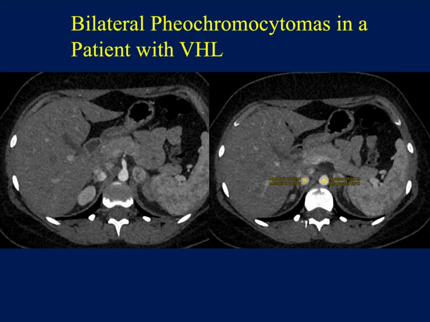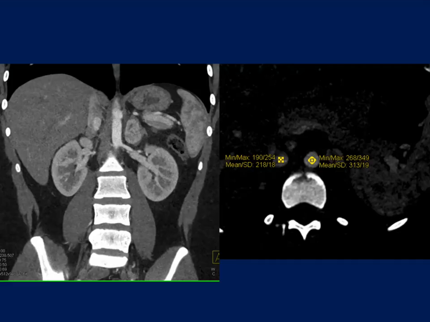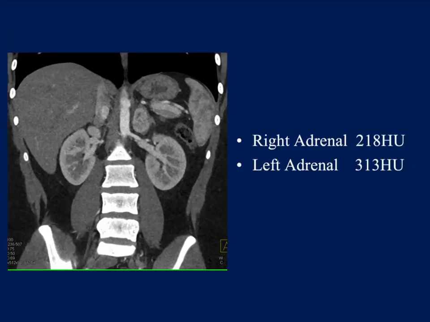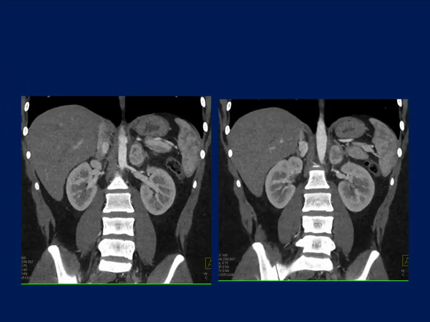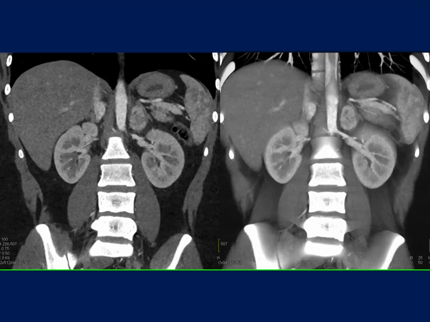We mentioned THEOs, 10% are bilateral. Here's a case of bilateral involvement in a patient with von Hippel-Lindau. You can see the enhancement up to 218 on the right and up to 313 on the left. They're not large, but they're bilateral, and this was von Hippel-Lindau. So again, think about the syndromes when you see bilateral adrenal hypervascular lesions. Also, of course, think about renal cell carcinoma. But this was von Hippel-Lindau.